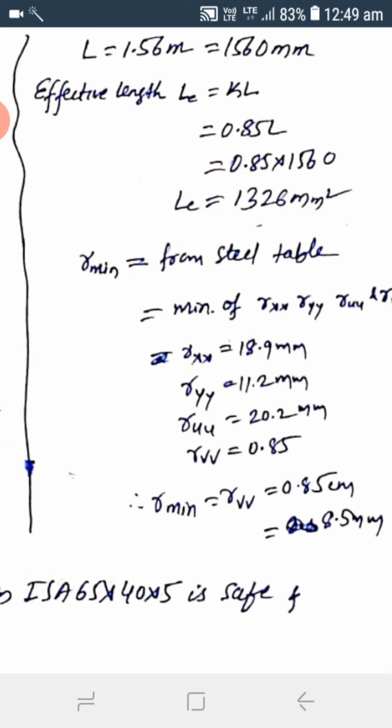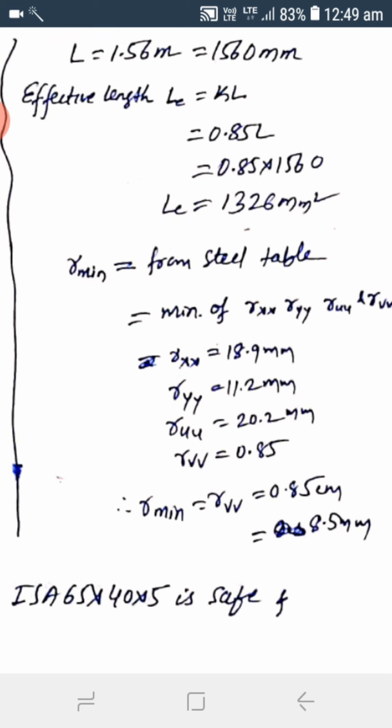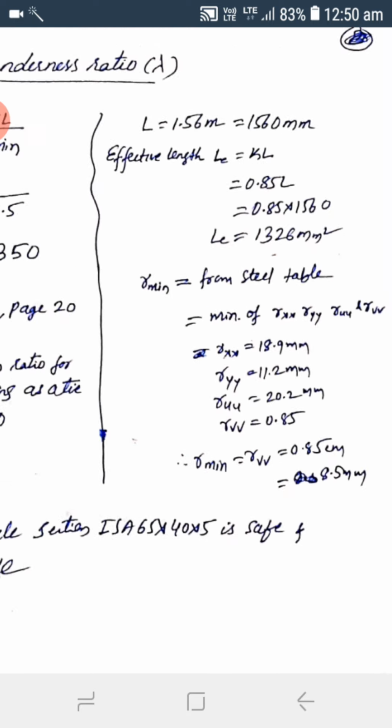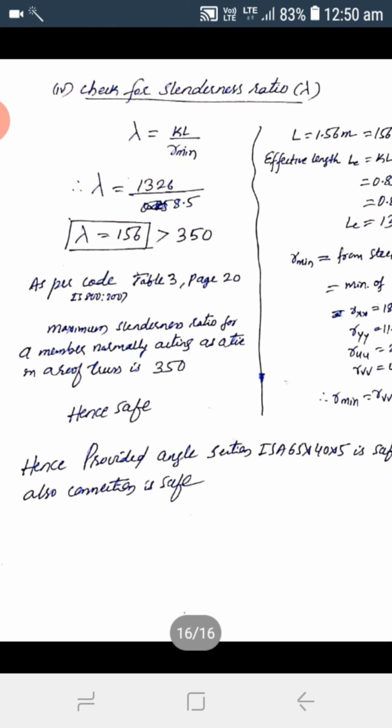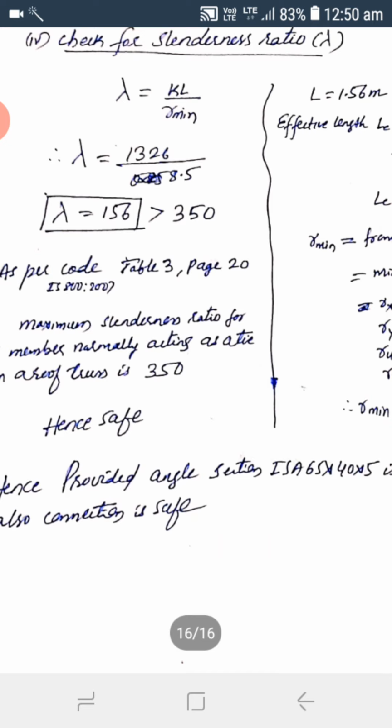Then r minimum, from the steel table, you have to refer to the steel table for the assigned section. You have to get rxx, that is r minimum. You have to take r minimum as the minimum of rxx, ryy and ruu, rvv. So out of this, whichever is the minimum, that is to be taken as the radius of gyration. So now substitute here and get the slenderness ratio. Here I am getting a slenderness ratio as 156, which is less than 350.